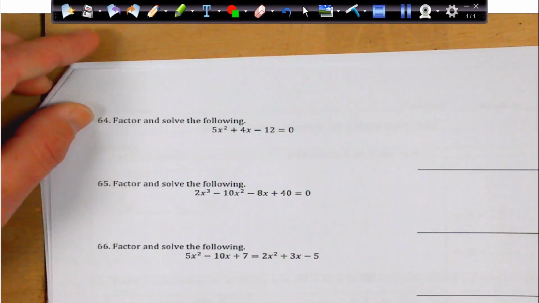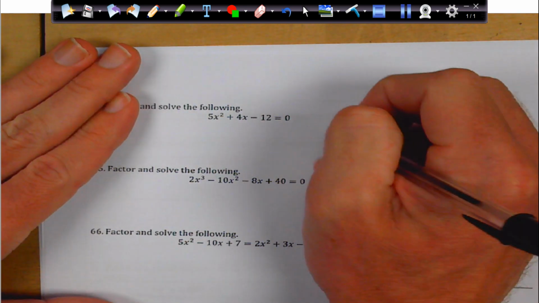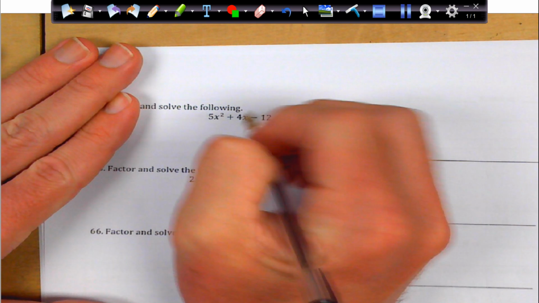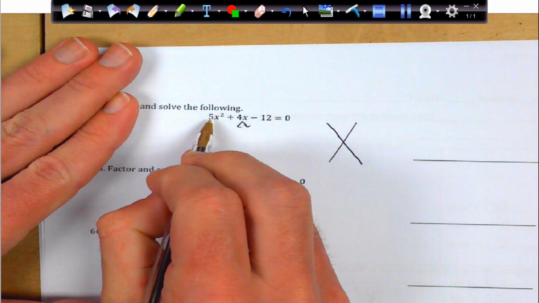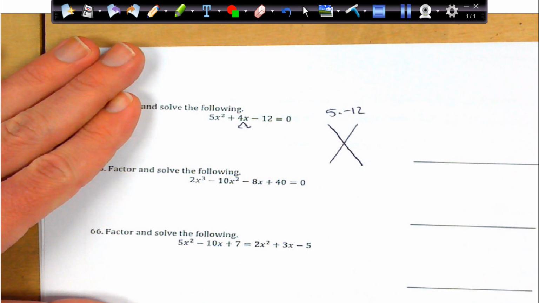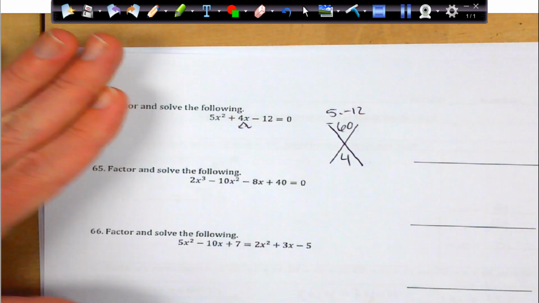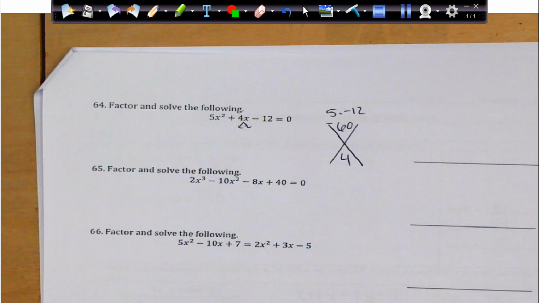All right, so we got one where we can't do our little easier shortcut here, but that's okay. We can split the middle term. So 5 times -12 is going to be our top value, which is -60, and we get 4. Okay, so what numbers multiply to -60 but add to 4?